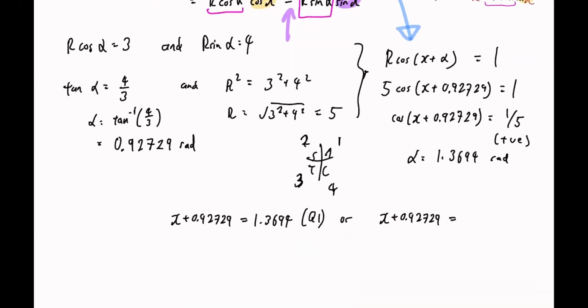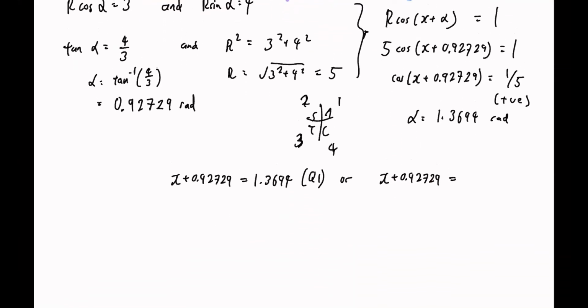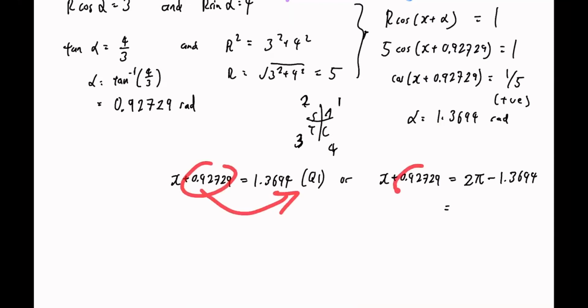How to find the quadrant 4 angle in radians? The acute angle is this guy. Let's say if it was in degrees, this was like 10 degrees. 2 pi minus, exactly. Very good. Then after that, just bring this over and solve.